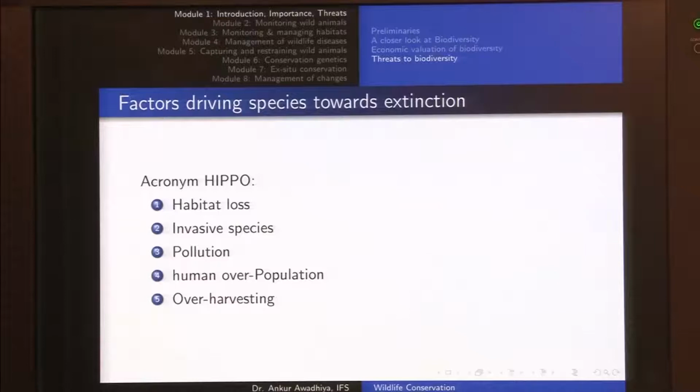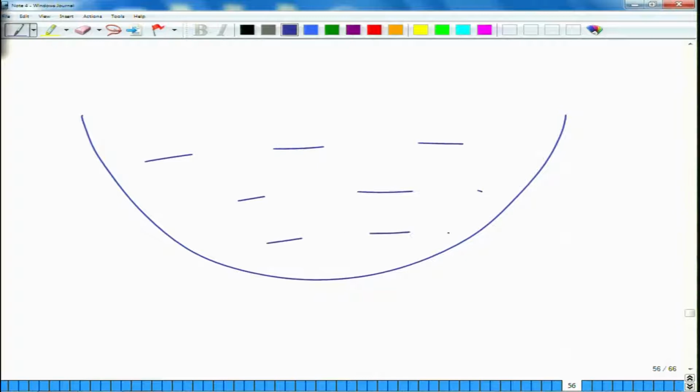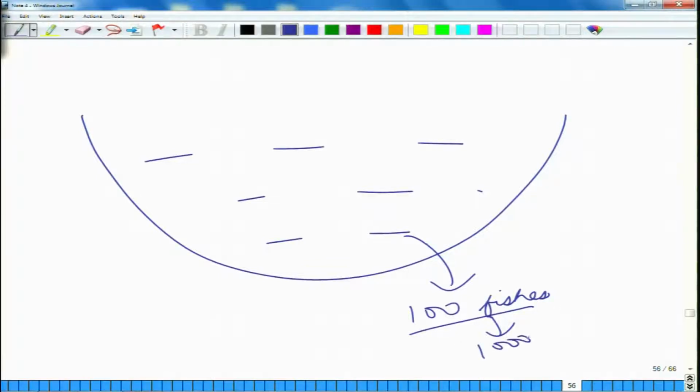Now over harvesting in this case means that if in a lake there are 100 fishes, now we are not talking about 100 species of fishes, we are talking about 100 number of fishes. Now all of these fishes go through their natural cycle, so they are also reproducing. Now suppose these 100 fishes give rise to say 1000 offsprings. Now these offsprings will then be eaten by a number of other predators, and suppose only say 110 offsprings are left for the next generation.